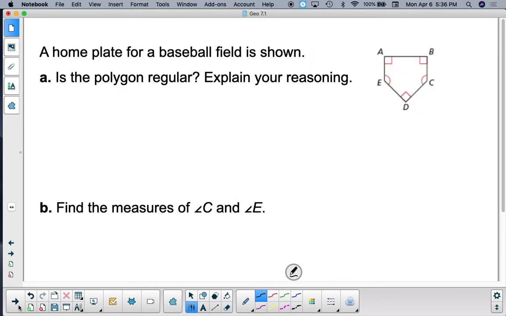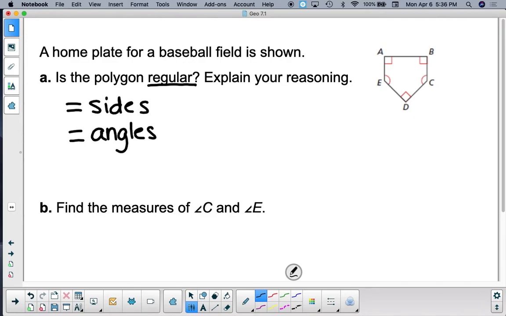Okay. Let's see, we're getting close. Not too many more. All right, it says a home plate for a baseball field is shown. Is the polygon a regular polygon? Explain your reasoning. All right, in order to be regular, it has to have equal sides and equal angles.